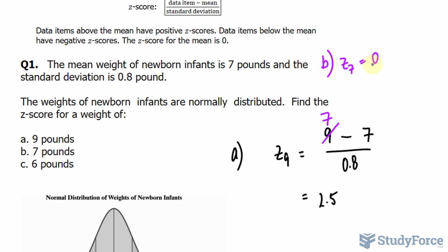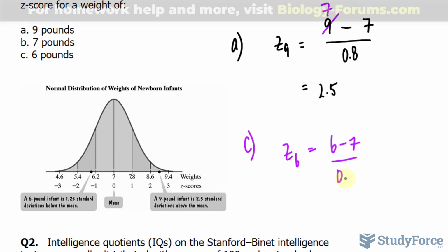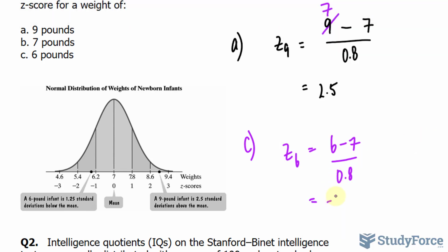And lastly for 6, this time this will be to the left of the mean. We have z sub 6 is equal to 6 minus 7 divided by 0.8, and our z-score here, 6 minus 7 divided by 0.8, gives us negative 5 over 4, which is exactly negative 1.25. As you can see, those answers are displayed underneath.